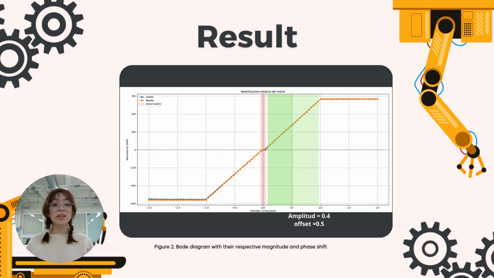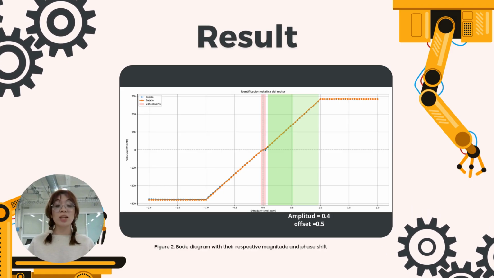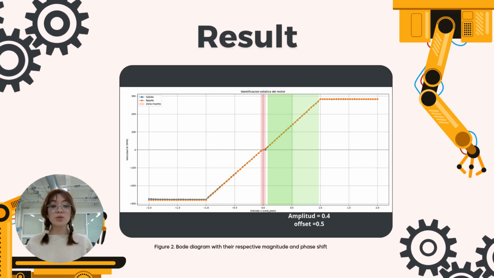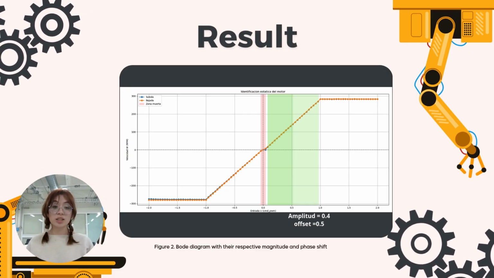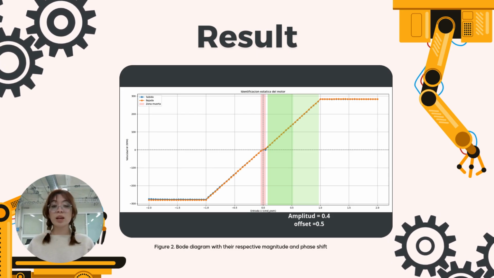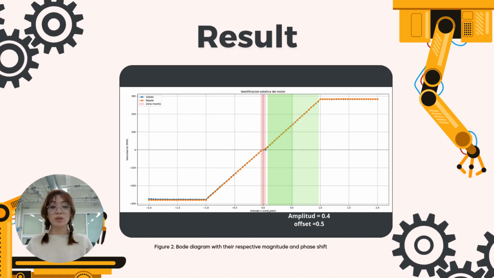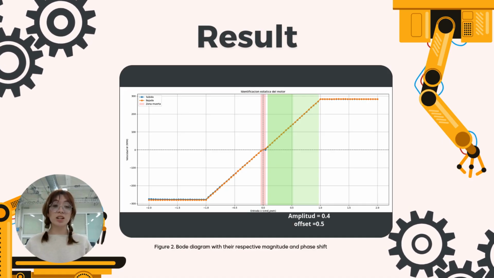From this experiment, we observed that the motor presents a dead zone approximately between -0.04 and 0.04, where it does not generate enough torque to move. Saturation was reached at approximately 283 revolutions per minute. No significant hysteresis was observed, and the system showed good symmetry. From the linear zone, which spans from 0.08 to 0.9, we obtained the amplitude of 0.4 and an offset of 0.5. These values were essential inputs for all subsystems.